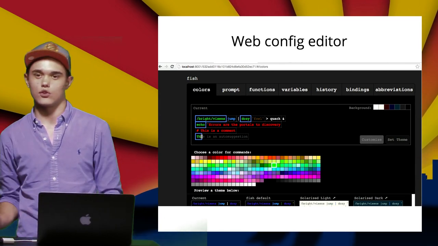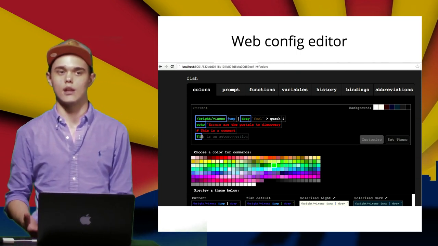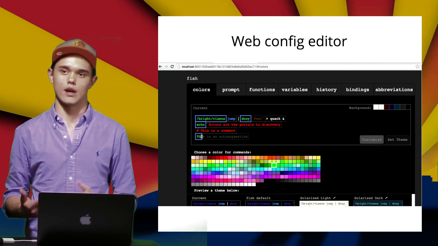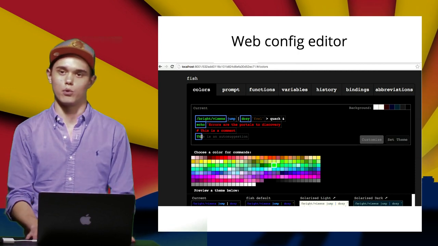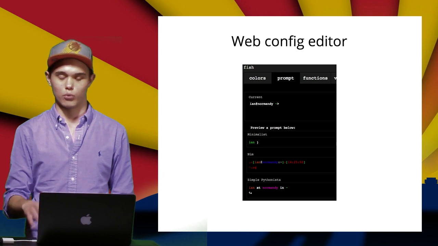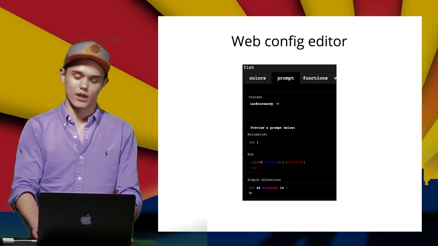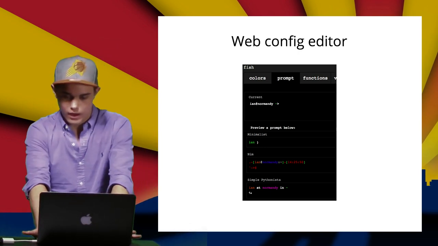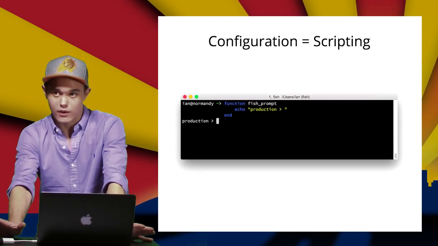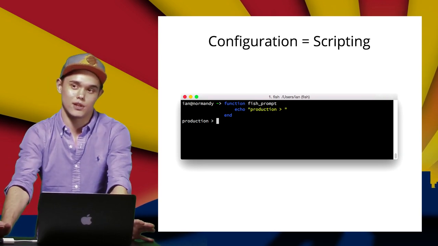So if you want to select your prompts or change colors for syntax highlighting, stuff like that, you don't have to open config files and mess around with them. You can just pop open a web config editor. And it comes with a big library of shell prompts that you can customize a little bit from there, if that's more your speed. Now, that said, I know probably most people here like tweaking stuff and editing configs.